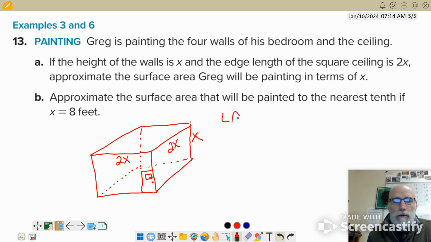So I'm going to do lateral area first. I'm going to do the perimeter of the base times the height. Well, it would be 2x plus 2x plus 2x plus 2x. How many x's is that? That's 8 of them, right? So I get 8x for the perimeter, and then the height is x over here. And so my formula comes out to be 8x squared.